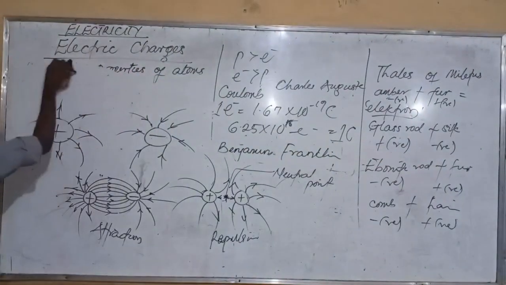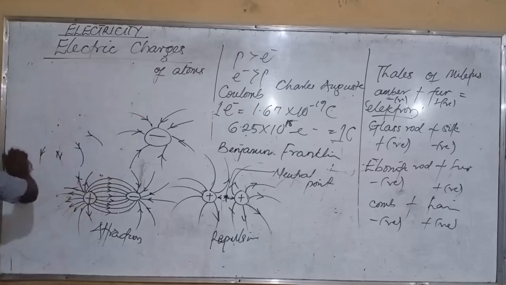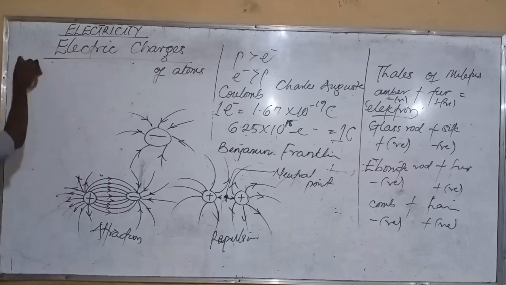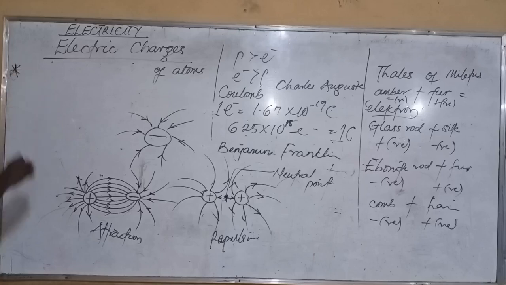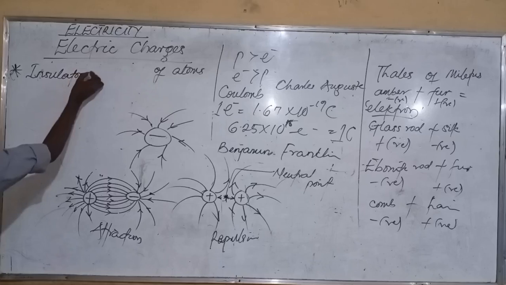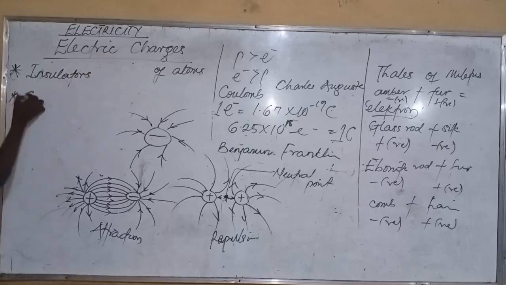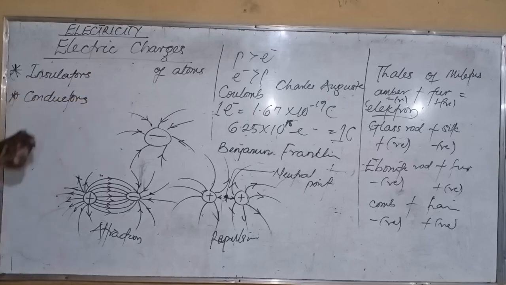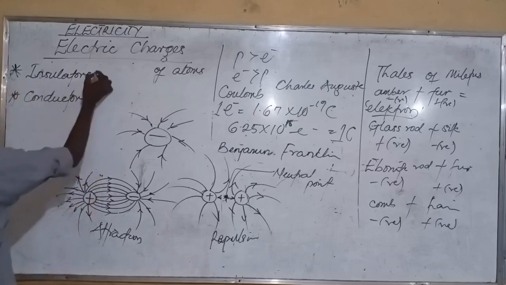So that is the division. There are two basic divisions in which substances in the universe are divided based on their effect on electricity. The ones that are not really affected by electricity, such that they do not allow electricity to pass through them, are called insulators. While the ones that allow electricity to pass through them are called what? Conductors. Another name for insulator is dielectric.